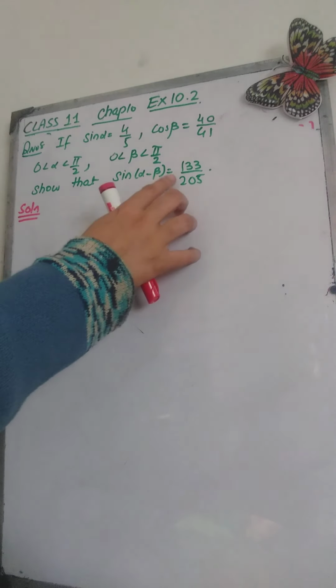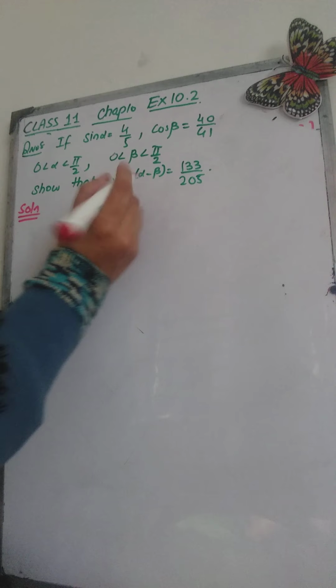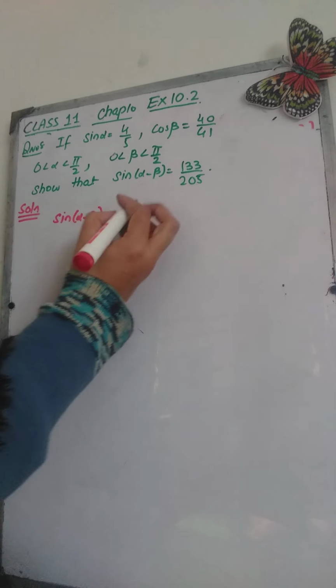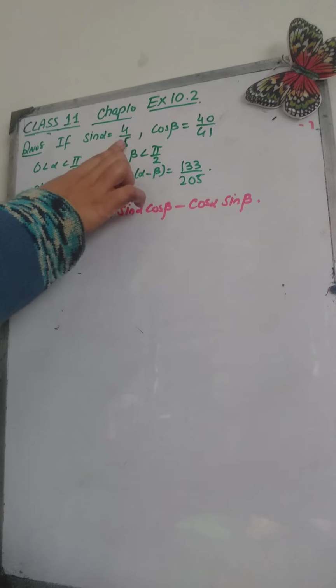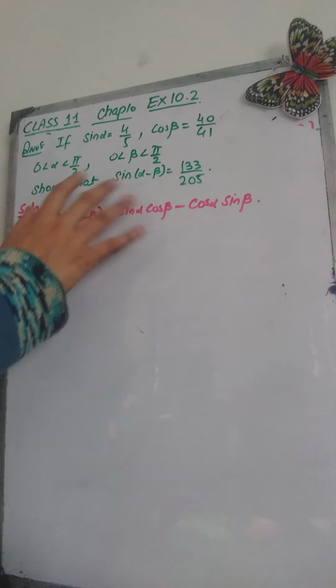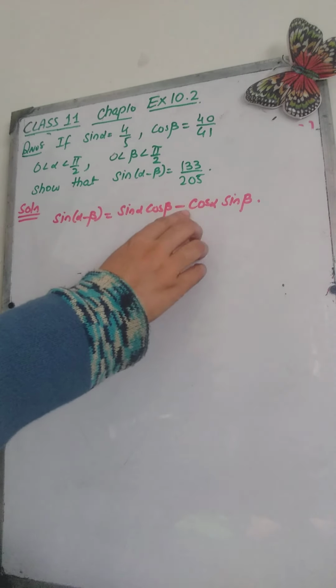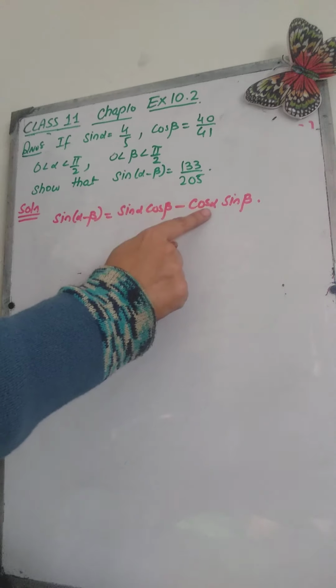Show that sine alpha minus beta is equal to 133 over 205. So we have to calculate sine alpha minus beta. The solution is simple. In order to get sine alpha minus beta, we use the identity sine alpha minus beta is equal to sine alpha cos beta minus cos alpha sine beta. We have sine alpha and cos beta given to us, but we don't have cos alpha and sine beta.